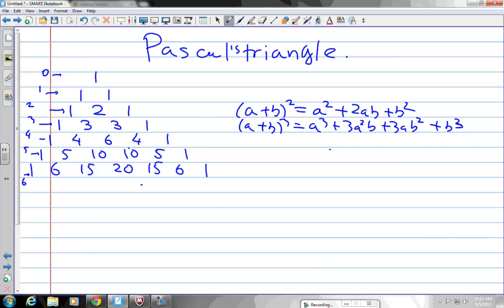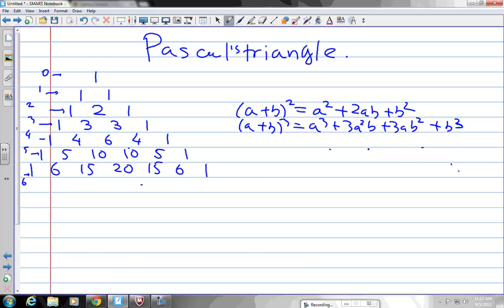A cubed, a squared, a to the 1, gone. So you see I'm gradually dropping the power of a. 3, 2, 1, gone. While with the b, no b, 1, 2, 3. So I'm decreasing a, increasing b. At each step, the sum of all exponents is 3. Okay, you see that? 2 and 1 is 3, 1 and 2 is 3. So dropping a, bumping up b.